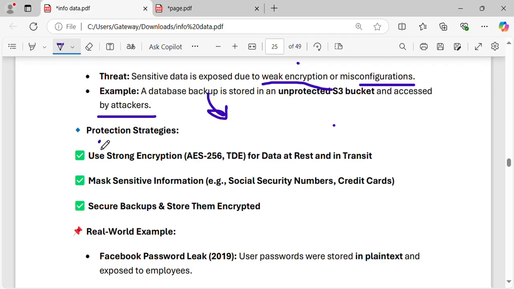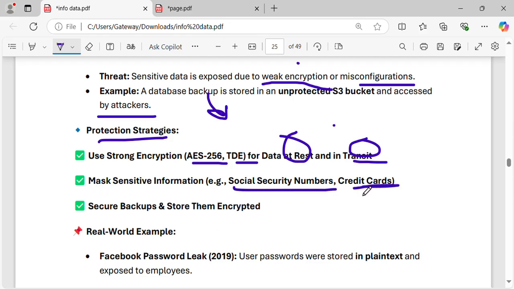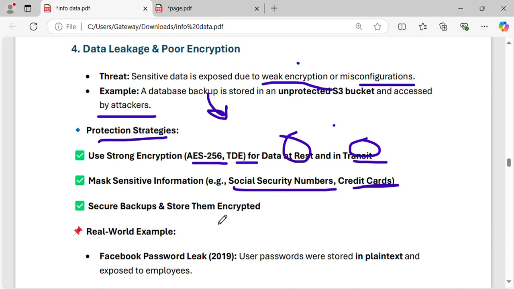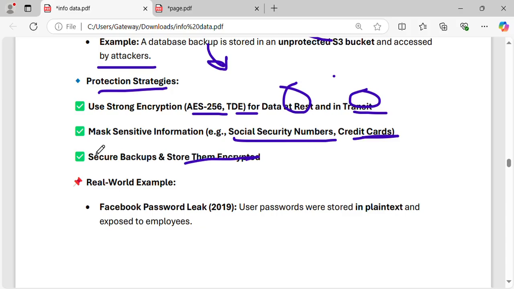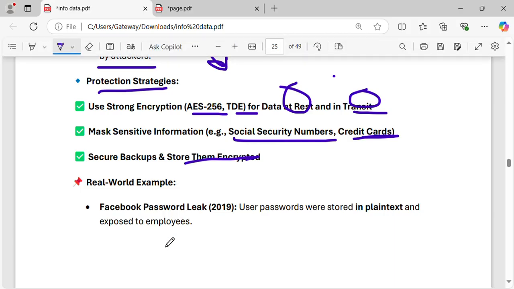For example, protection strategies: use strong encryption like AES-256 for data at rest and in transit. The data we are using and the data we are storing should also be protected. Mask sensitive information, social security numbers, and credit cards unless you're using them or you are permitted. You should mask these both. Secure backups and store them encrypted so that attackers still can't have these as well. So these are protection strategies. We should have strong encryption, we should mask sensitive information and secure backups.